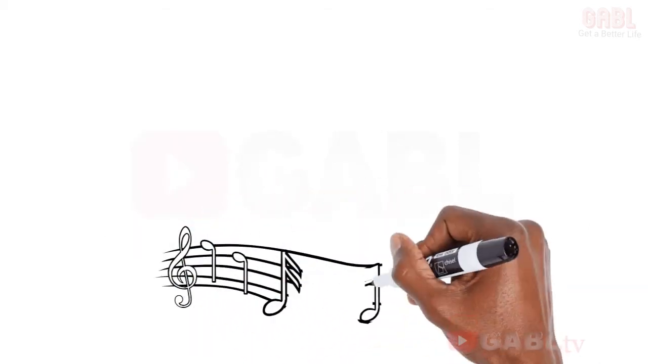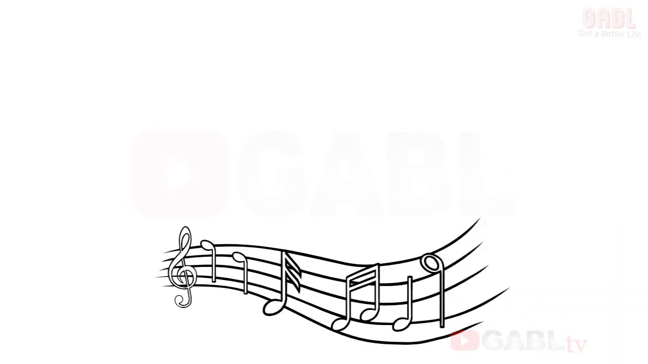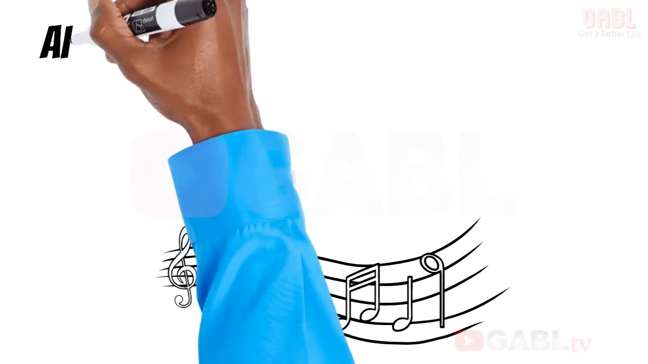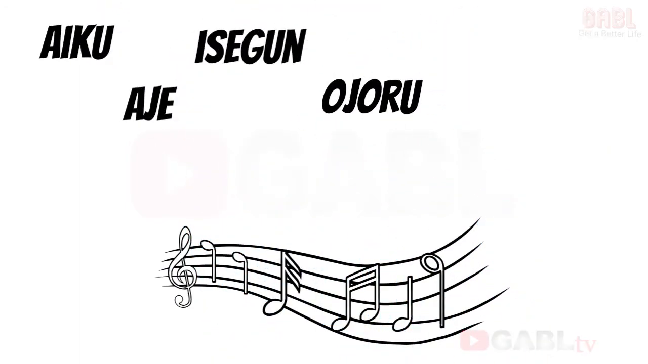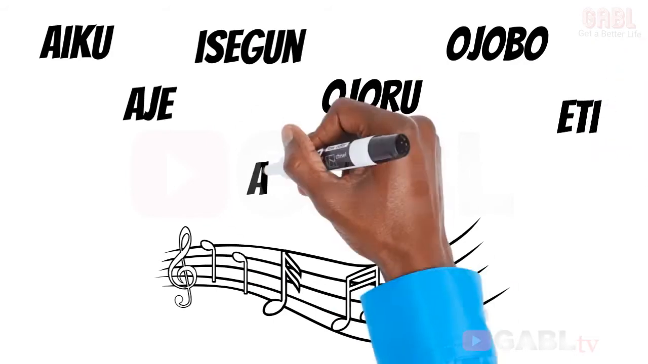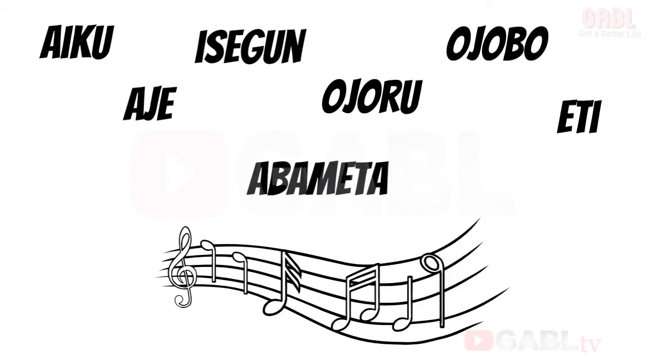Now, let's sing with the days. Here we go. Aiku, Aje, Isegun, Ojoru, Ojobo, Eti, Abameta. Let's take it again. Aiku, Aje, Isegun, Ojoru, Ojobo, Eti, Abameta.